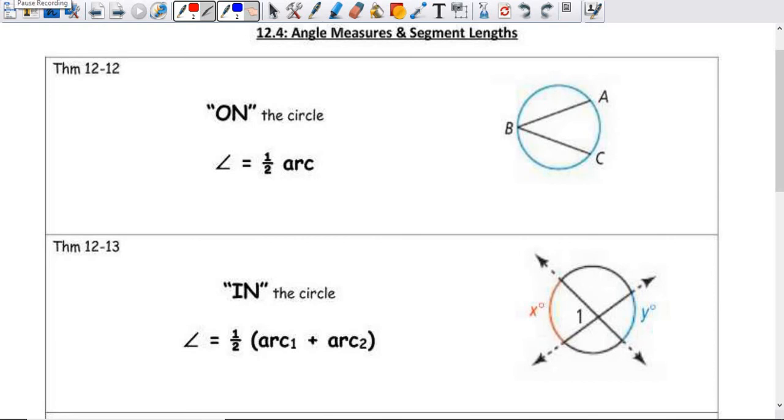Okay guys, for 12.4 we're going to talk about angle measures and segment lengths. The first thing we're going to talk about is what we call an inscribed angle, alright? That's when the angle is on the circle. So you look over here at angle ABC, you notice that B is on the circle. Whenever that happens, we know the angle is equal to 1/2 of the arc. So let's say I told you that arc AC is 60, then you know that angle B would be half of that, so the answer would be 30, alright?